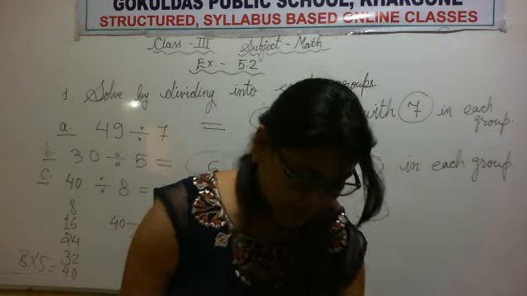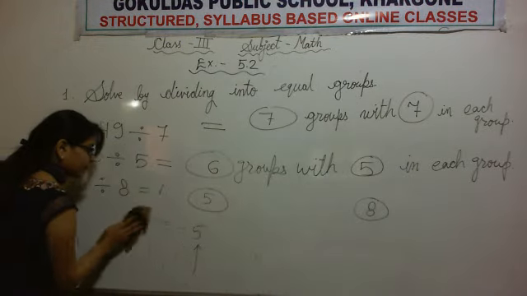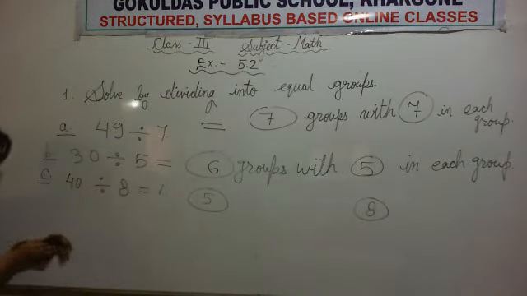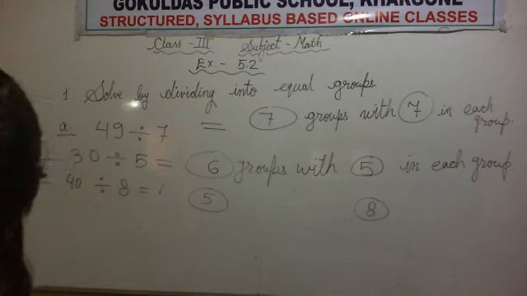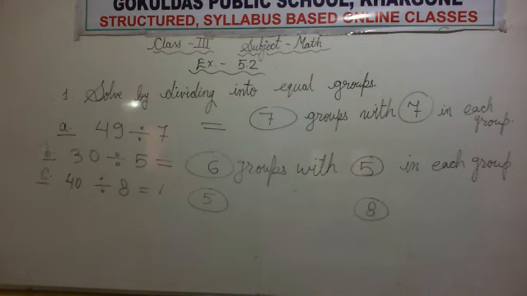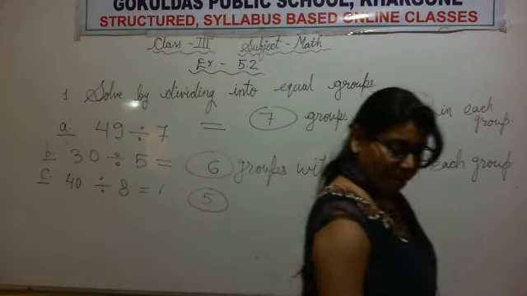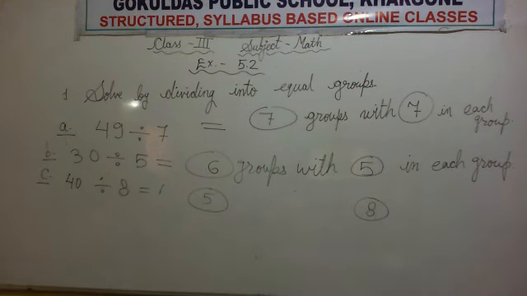So note down this much, dear students. This all is our rough work. So 30 divided by 5 is 6 groups with 5 in each group, and 40 divided by 8 is 5 groups with 8 in each group.